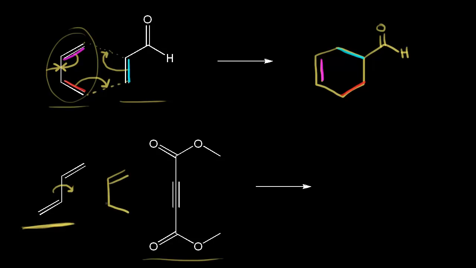So if you got this problem on a test, you could just do that in your head. And now you have your diene in the S-cis conformation. It needs to be in this conformation in order to undergo a Diels-Alder reaction. So now we're ready for our reaction.